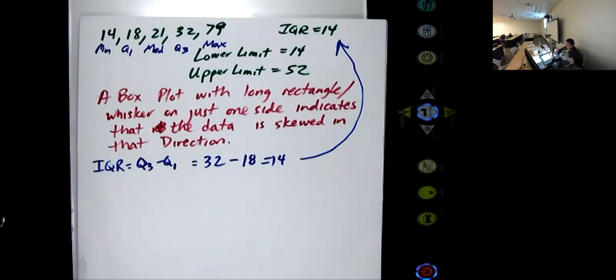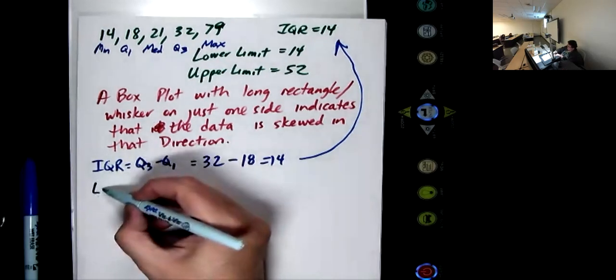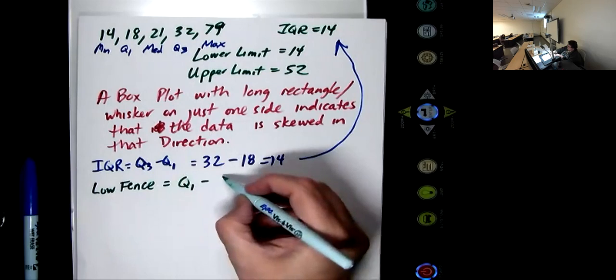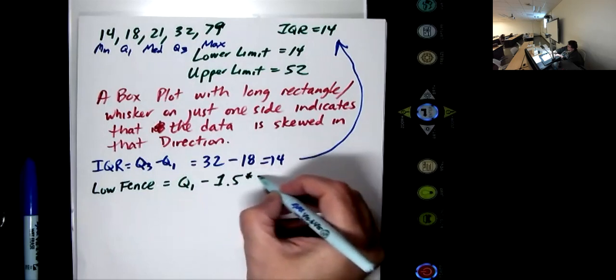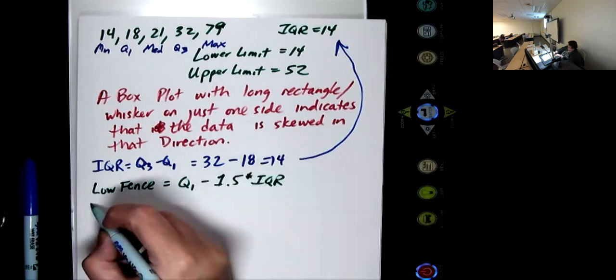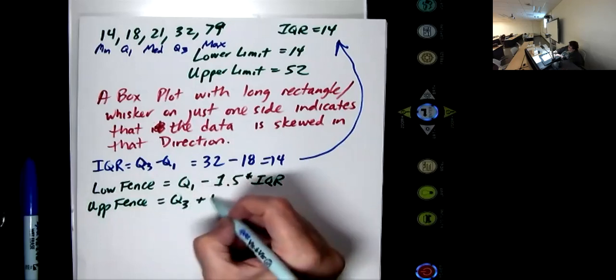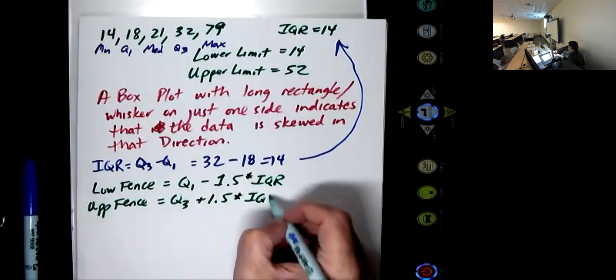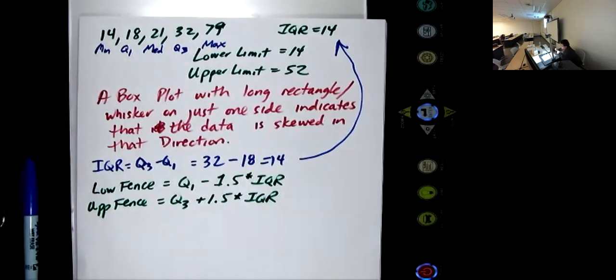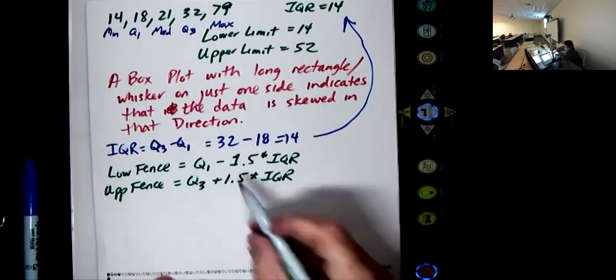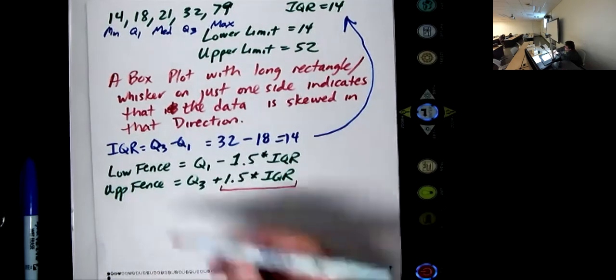You want to find the fences. The lower fence was Q1 minus 1.5 times IQR. And the upper fence was Q3 plus 1.5 times IQR. We said that a little bit ago. These two are the same thing, just the minus and the plus. So we can just calculate that right now.